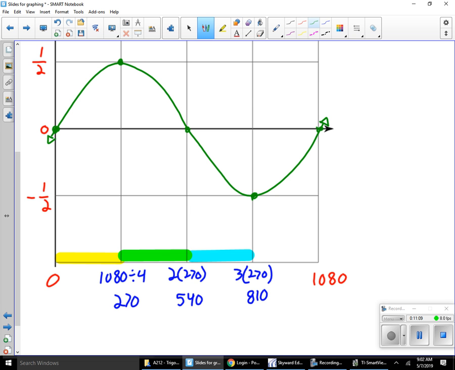Granted, this relies on a bit of fraction sense. Just for fun, note that if you did 4 of those 270s, that would get you right back to 1080. So there is a nice double check built in if you want to go this route.